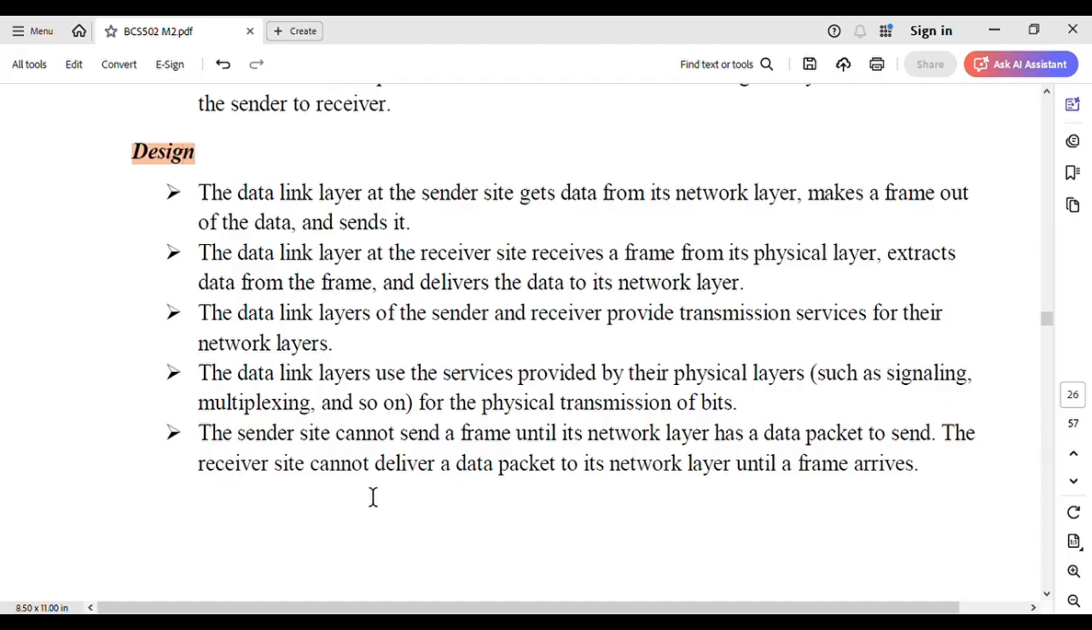The sender side cannot send a frame until its network layer has a data packet to send. Similarly, the receiver side cannot deliver the data packet to its network layer until a frame arrives. So this compares the initiation from the network layer at the sender side and the initiation from the physical layer at the receiver side.